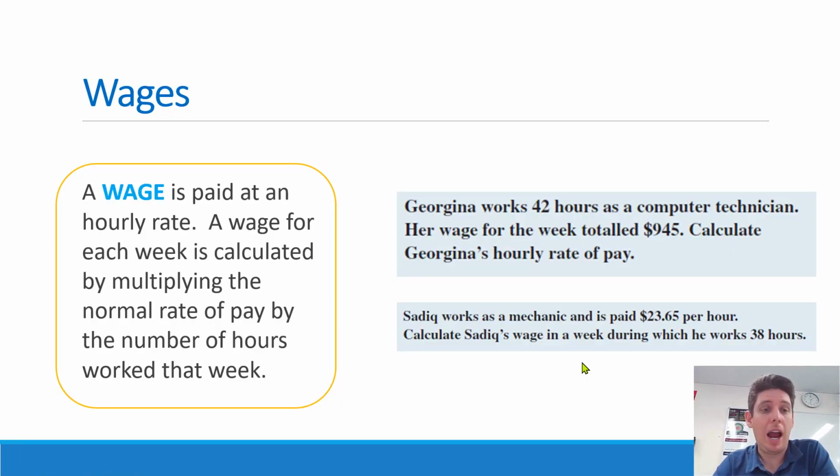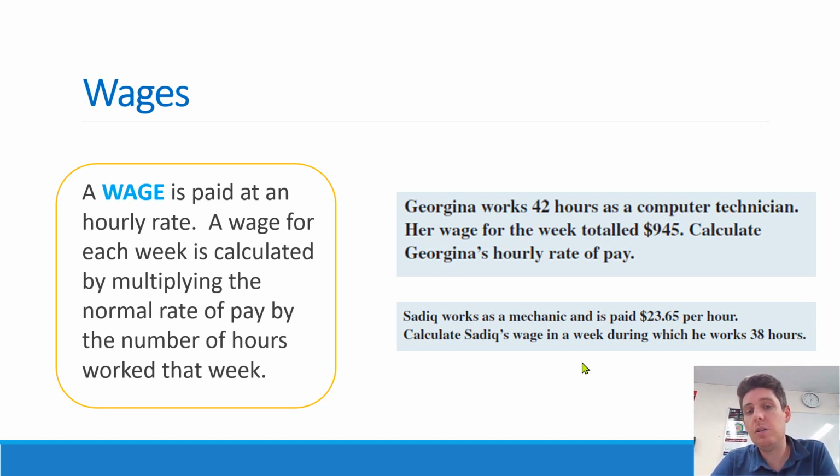First up, we have a wage. A wage is paid an hourly rate. Most of us are probably paid wages compared to other types of pay. A wage for each week is the normal rate of pay multiplied by the number of hours worked. So your hourly rate multiplied by the number of hours you put in that week. This does not include overtime, which is extra hours.